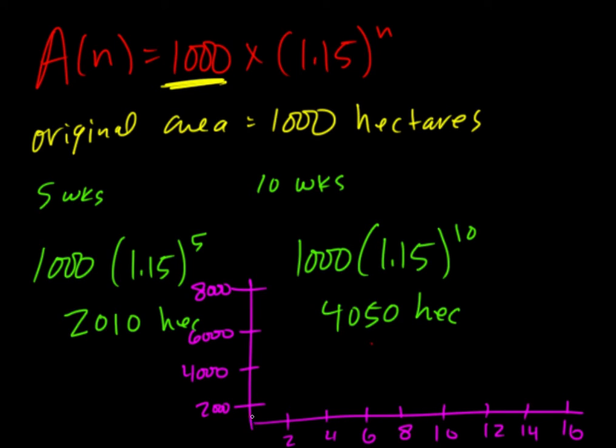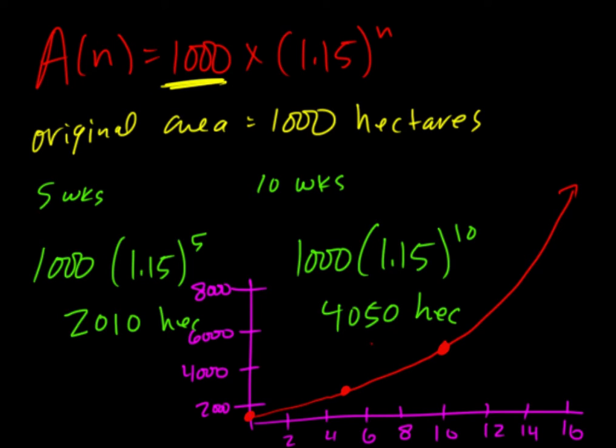Now we can plot the points that we know. So we know initially we're at 1,000, so that's going to be right there. We know at 5 we were at a little over 2,000, and at 10 we were at a little over 4,000, so maybe like that. And so if we connect the dots, we do that.